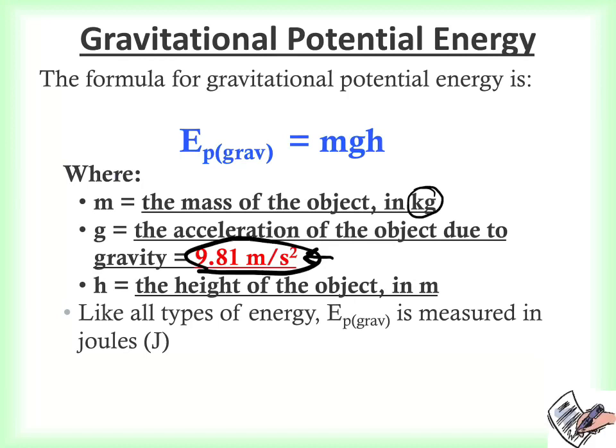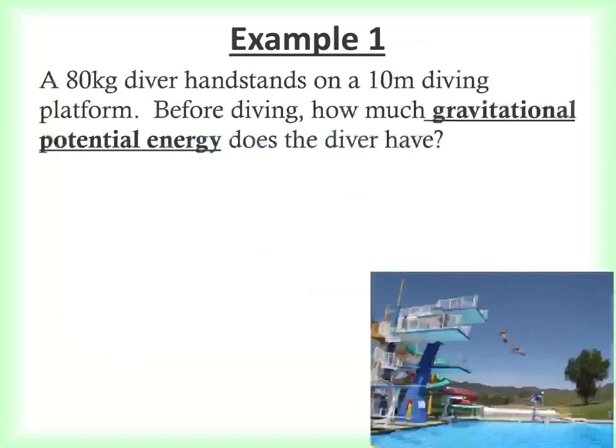And H is the height of the object in meters. Okay, so if something is 2 meters above the ground, then that's H. And then, like all types of energy, gravitational potential is always measured in joules. Okay, from now on, I'm just going to call this EP, and we're going to leave out the grav because that's just annoying to have to write every single time. But I just want you to keep in mind, remember, there's lots of different types of potential energy.